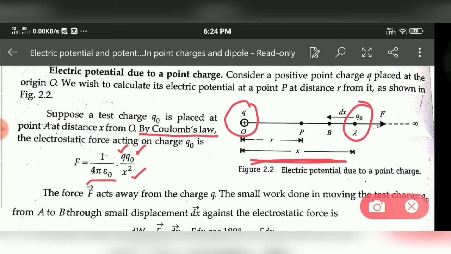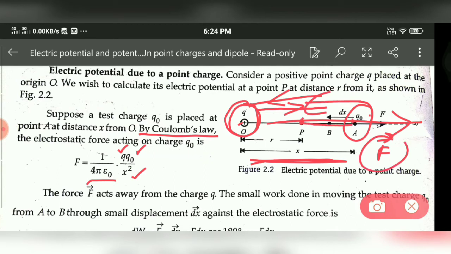Now, the force always acts away from the charge. Why? Because this is a positive charge. We know that due to a positive charge, force is always away, and due to a negative charge, it's always inward. This positive charge is going to repel the test charge, so the force is in this direction. If we want to move the charge from point A toward point B, we have to do work against this external force.